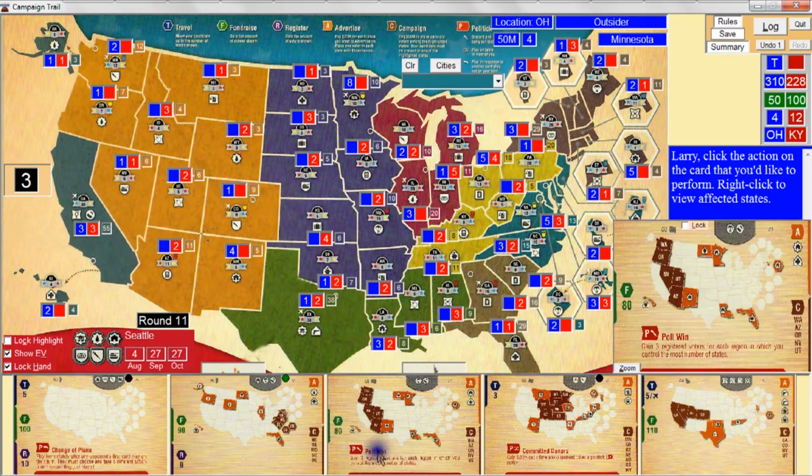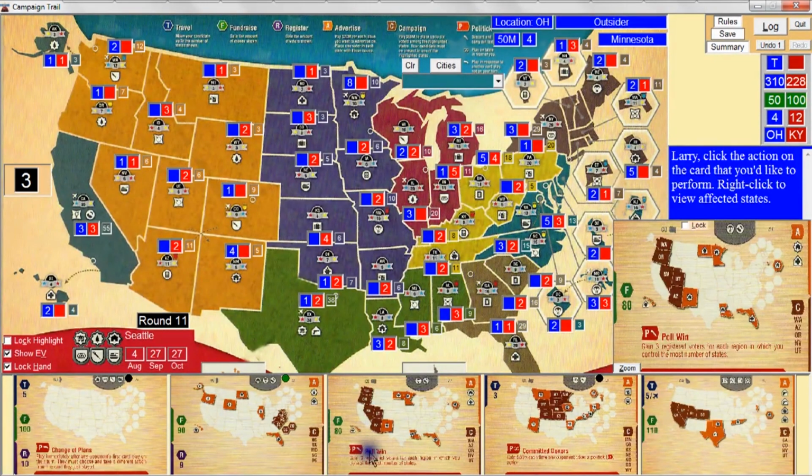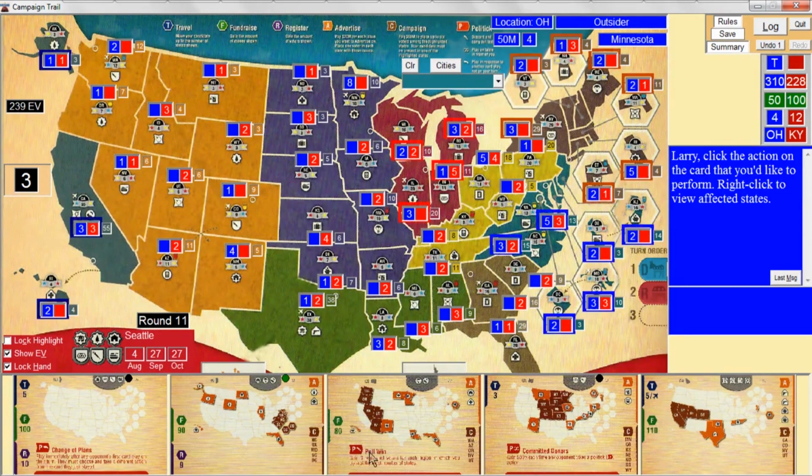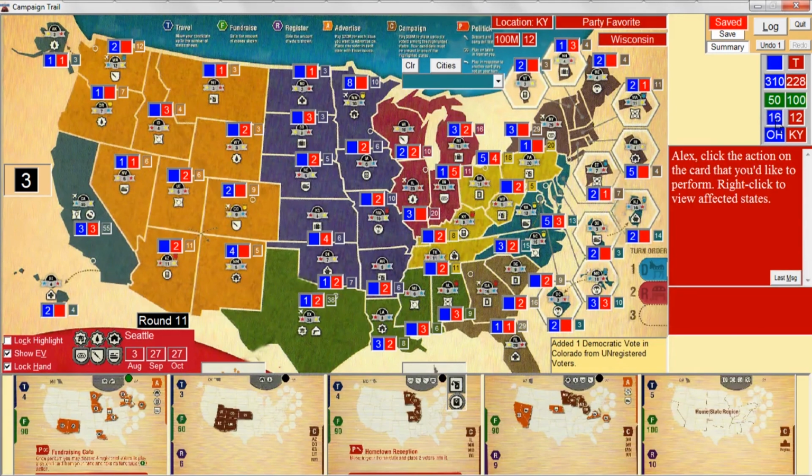So where was that poll win? So what is this again? Gain 3 registered voters for every region in which you control the most number of states. So what is that? 1, 2, 3, 4 regions, 12 voters. Can't do better than that. Let's use poll win to gain 12 voters. Up to 16. Okay.